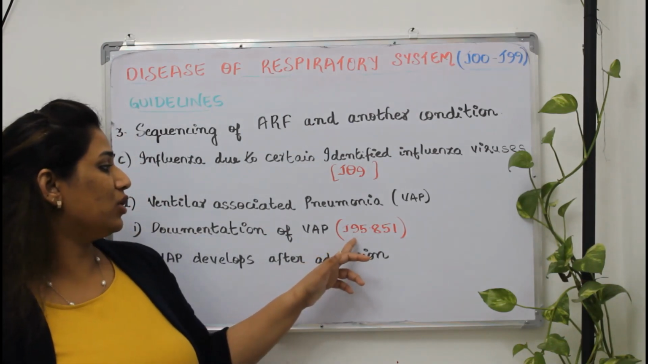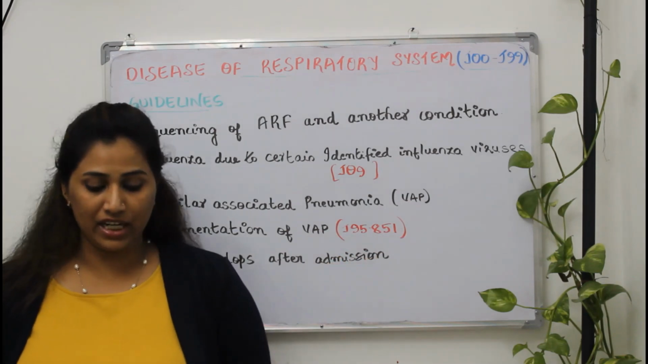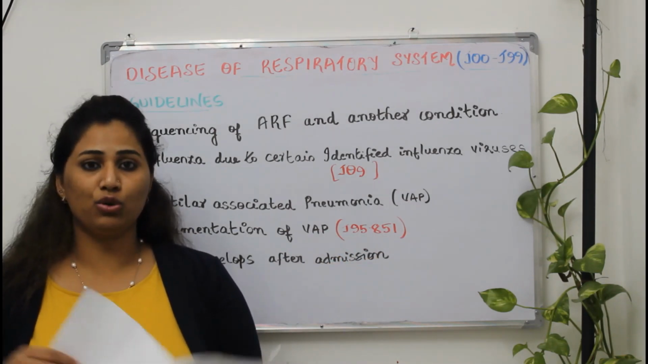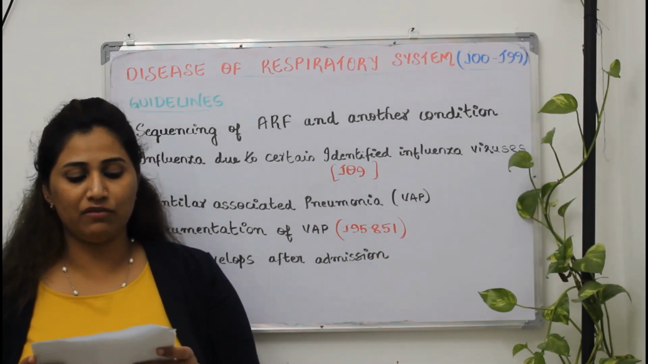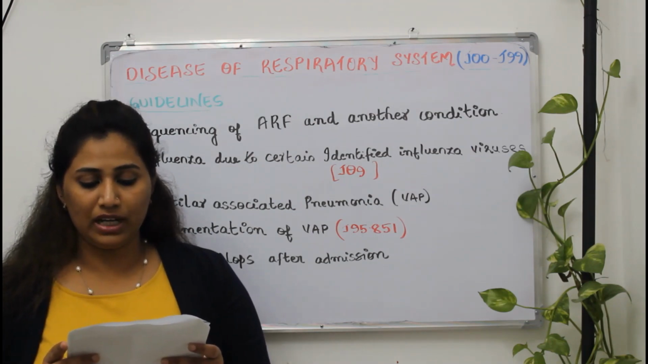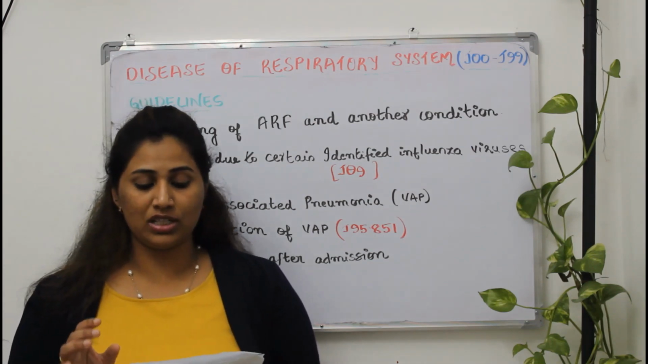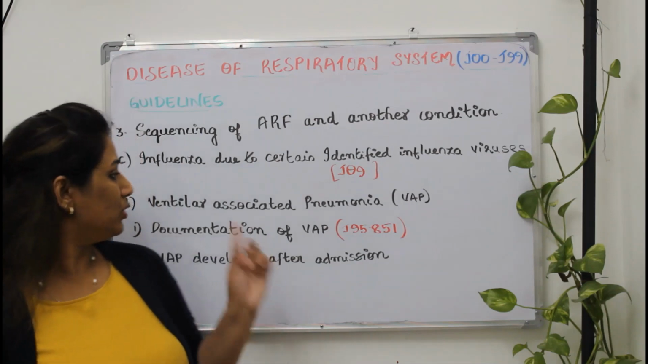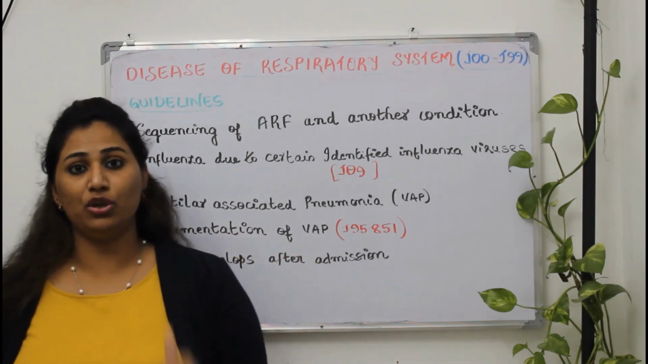For that, the category code will be J95.851. If you go to the textbook, if you are with the books, and go through it, it will be listed as ventilator-associated pneumonia. Okay, so this is nothing but documentation of VAP.